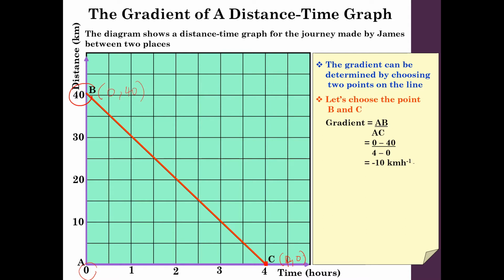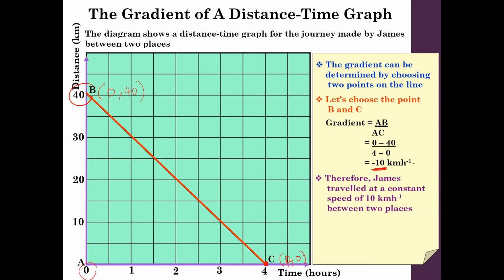So 0 minus 40 over 4 minus 0. Okay, so y1 minus y2 over x2 minus x1 is equal to, we have a negative value here. But always remember, in speed there is no negative value. But what does this negative value mean?